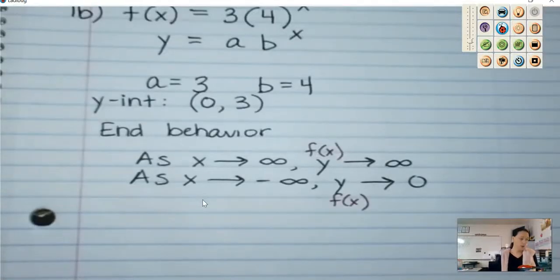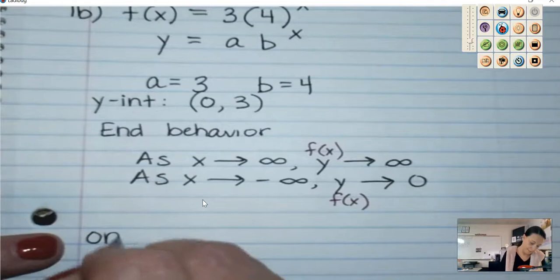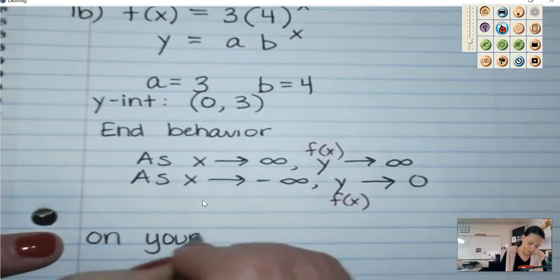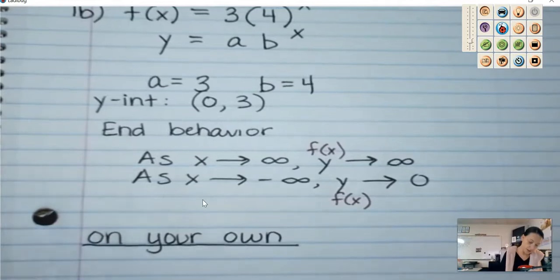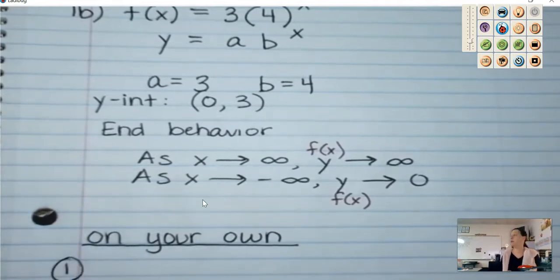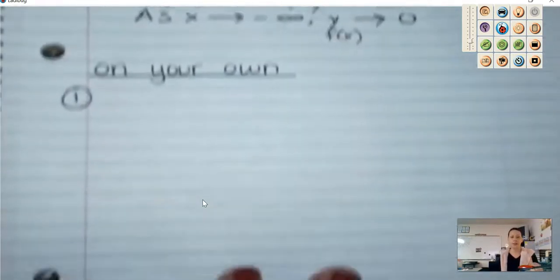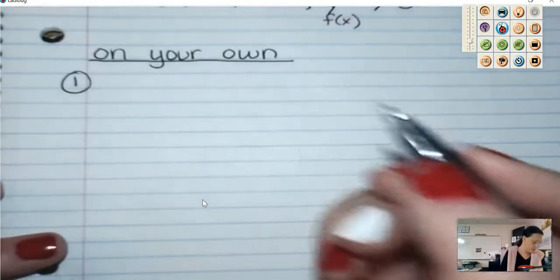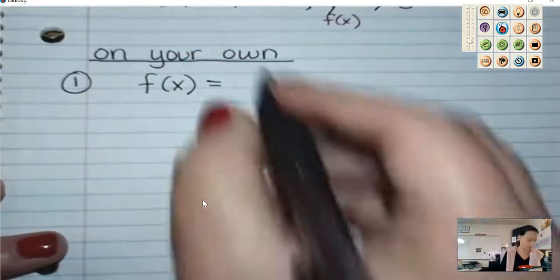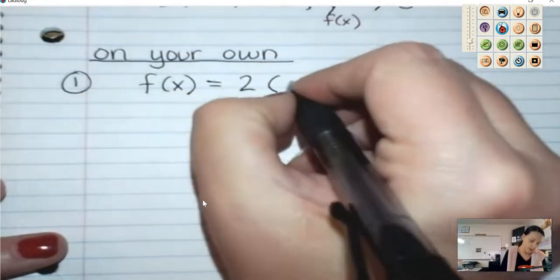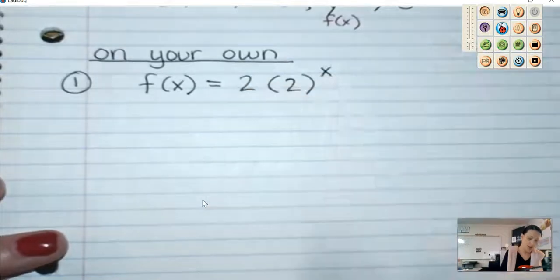Okay, you're going to do one on your own. So same thing, you need to graph it. You need to tell me what's the a, what's the b, what's the y-intercept, and what's the end behavior. f of x equals 2 parentheses 2 to the x power.